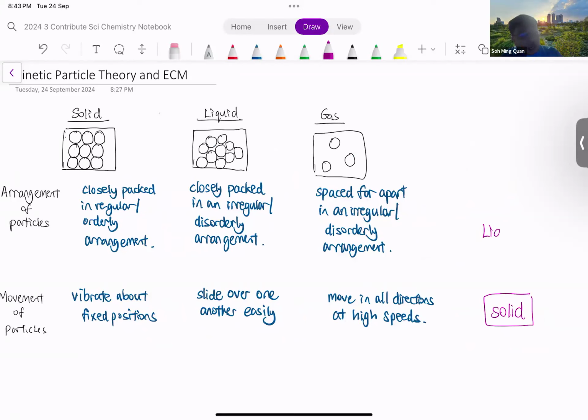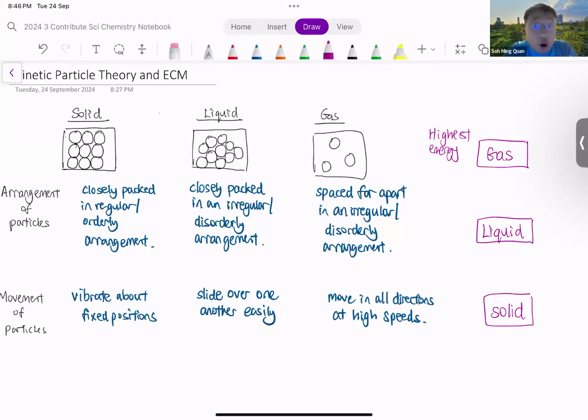Then a liquid is higher than a solid in energy, because in a liquid, the particles can actually slide over one another. And finally, a gas should be the highest energy, because in a gas, the particles move in all directions at high speeds. This tells you that the energy of particles in a gas should be the highest. Okay, so in terms of the arrangement of the energy, gases should have the highest energy when compared with solids and liquids.